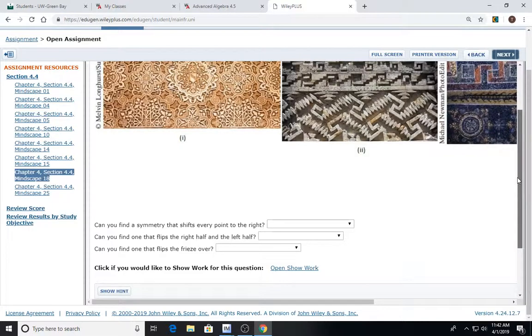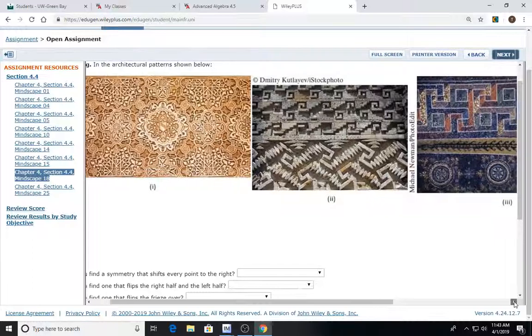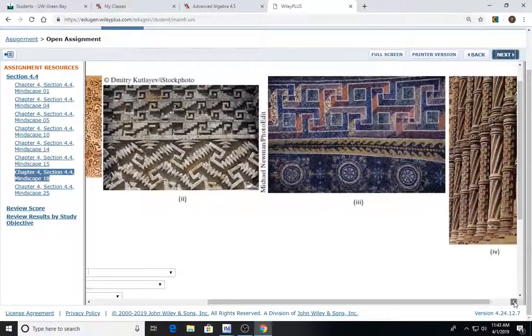So, symmetry that shifts every point to the right. I think they all do that. Like if we pick this up and move it over, it lands here. And if we pick this up and move it over, it lands here. Same thing for this. If we pick this up, it looks like these two. We pick these 2 up and move them over here. Transparency would help us to make sure we could do it exactly right, but I think it is all of them. So they can all be shifted right.